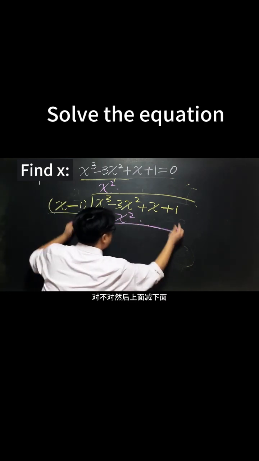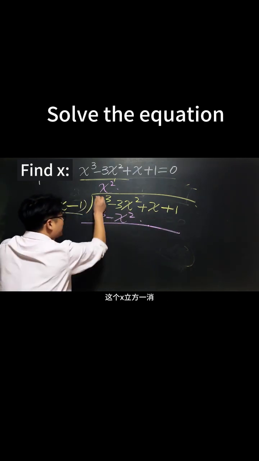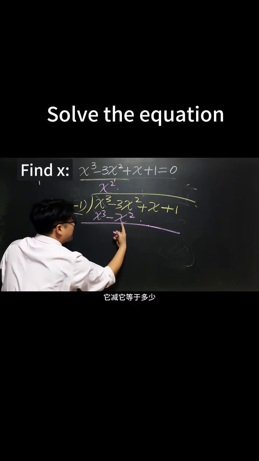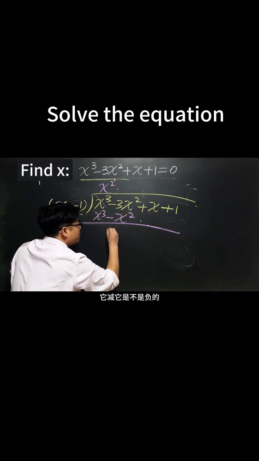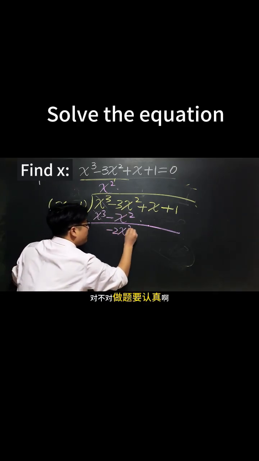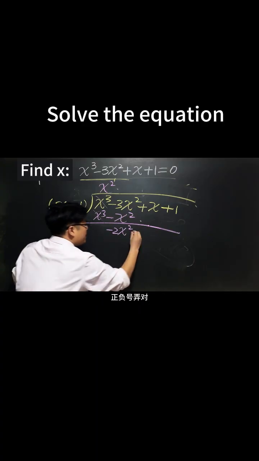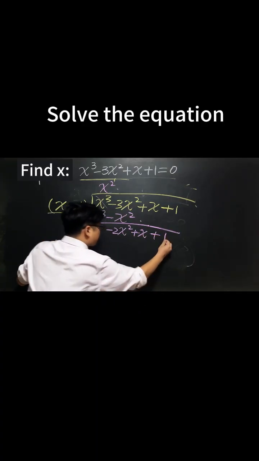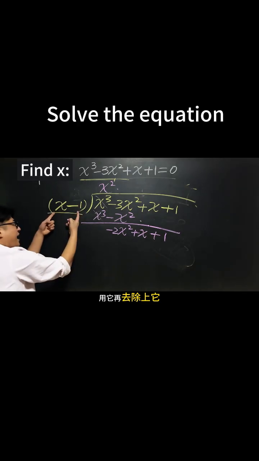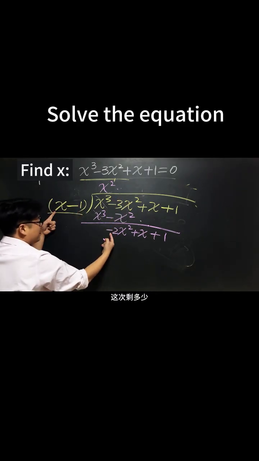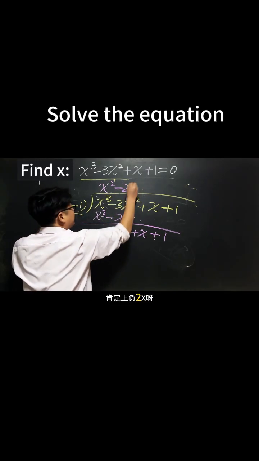Right? Then you subtract the bottom from the top. X cubed minus x cubed, what does that equal? Subtracting them gives negative 2x squared, right? Make sure you get the signs correct, positive and negative, then bring down the plus x and plus 1 and use this to divide by that again. So what do we put up this time? Of course we put negative 2x.